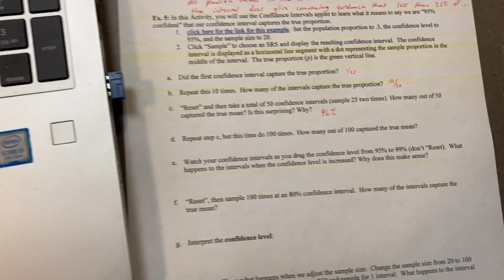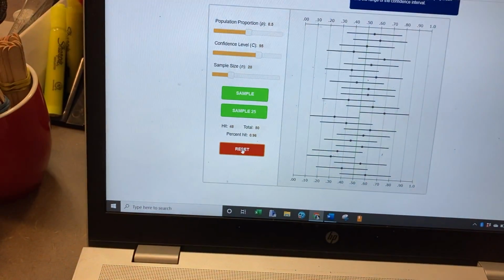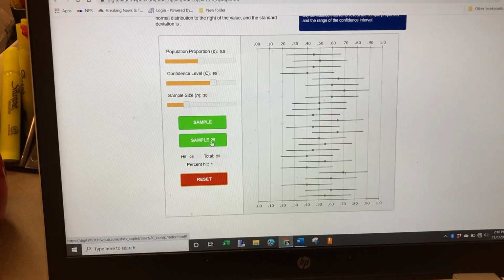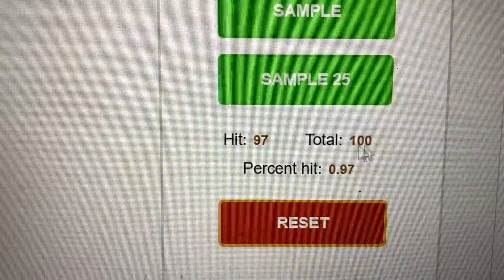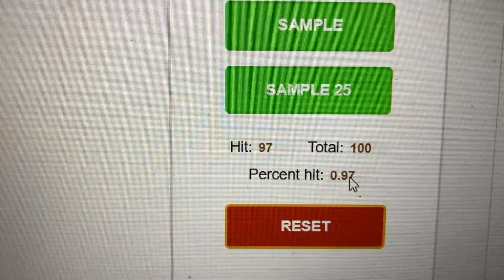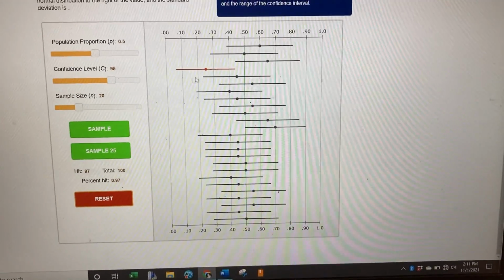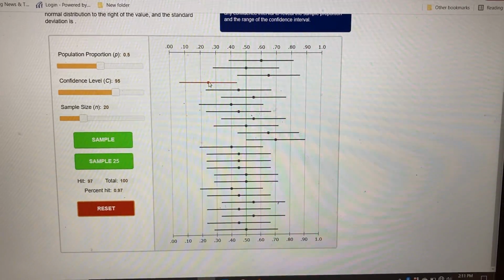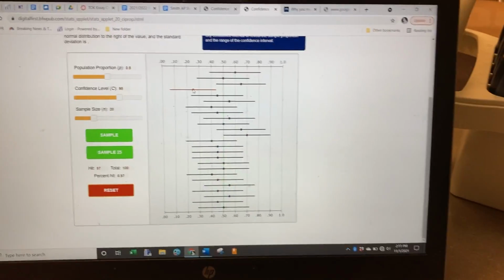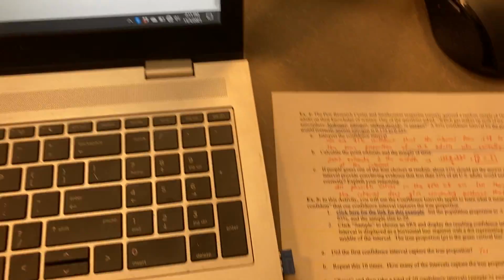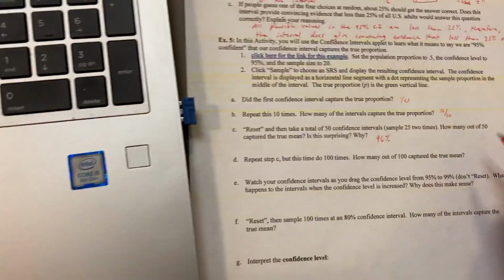Repeat step C, but do it 100 times. Okay, let's reset and we'll do it 100 times. 1, 2, 3, there we go. There's 100 and we got 97%. 97% of our samples captured it. There was a bad one right there. This one just happens by chance. But in the long run, I got 97 out of 100.